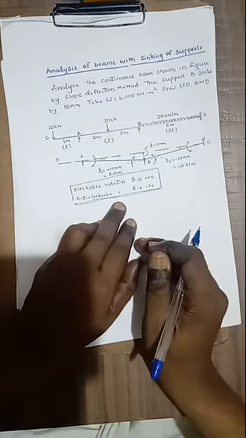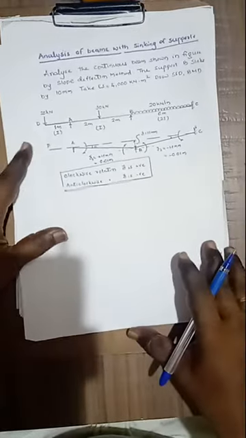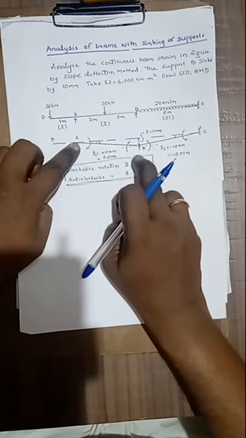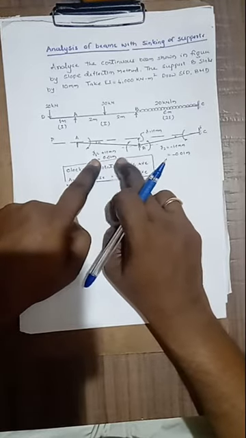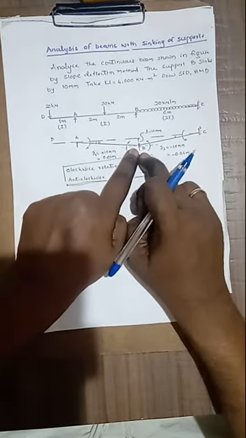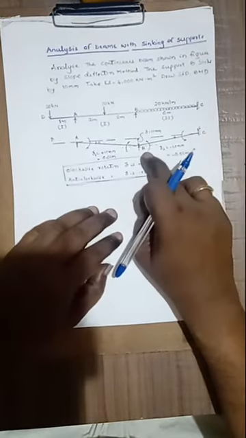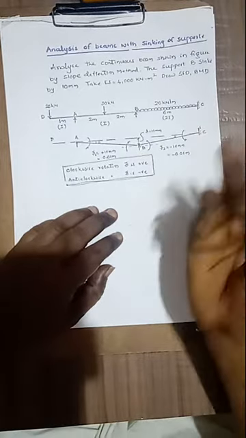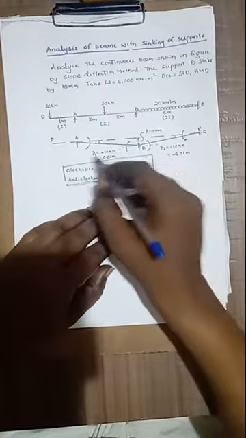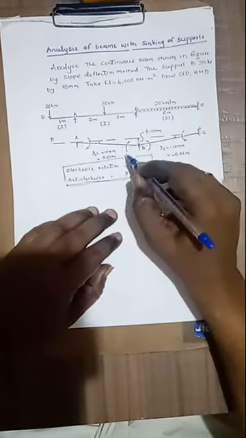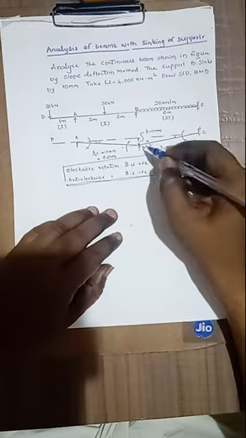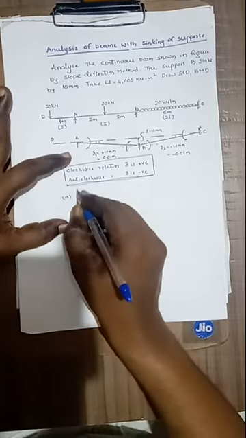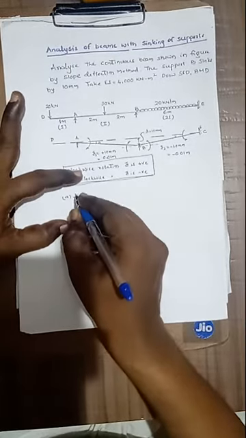You can adopt either convention: if B is settled downward with respect to A, the deflection delta is positive. Similarly, with respect to B, A is at a higher level, with respect to the left support it is at a higher level, then delta is negative. Or, if the rotation is clockwise, delta is positive, and if the rotation is anti-clockwise, it is negative. This is the first step: calculating the settlements for each span.